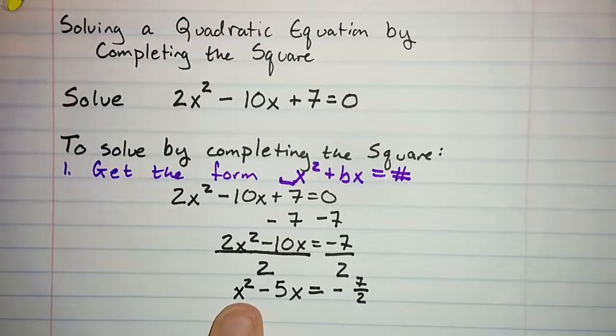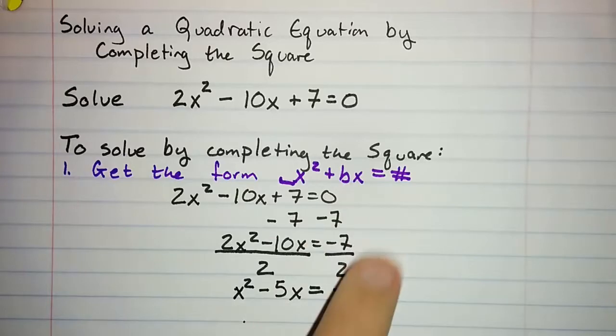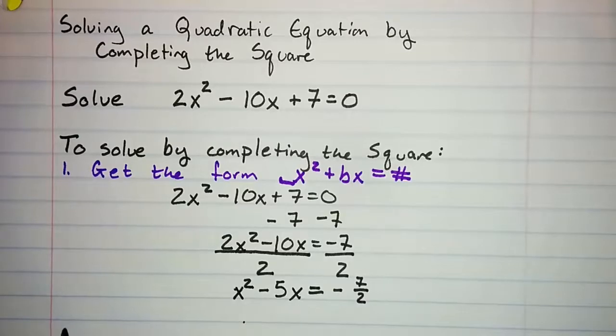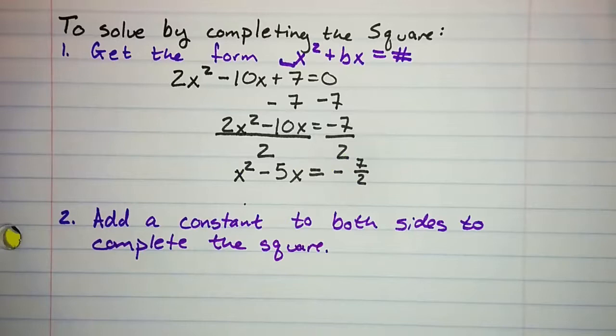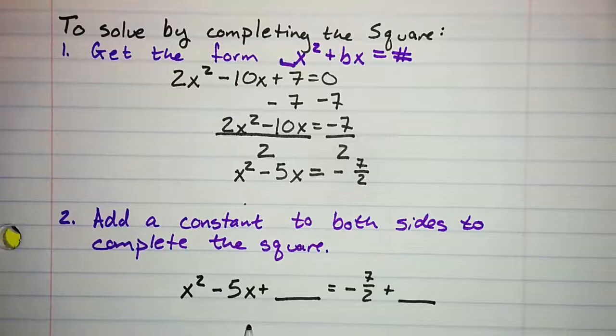All right, so now we've got the form x squared plus bx equals a number. B in this case is negative 5. Our second move will be to add some constant to both sides to complete the square. So we're going to want to add some constant to both sides, which will complete the square.